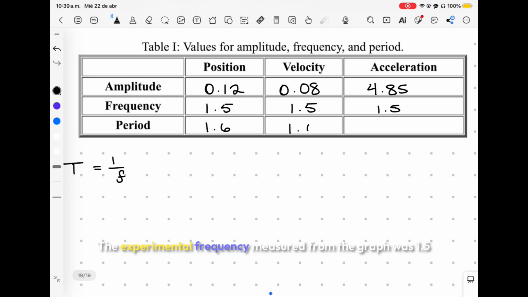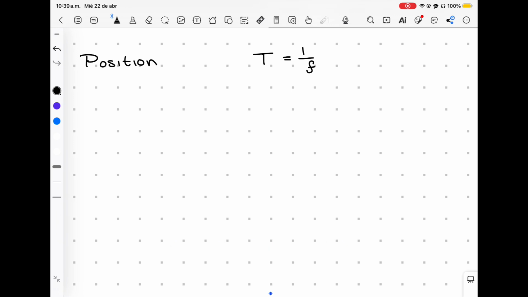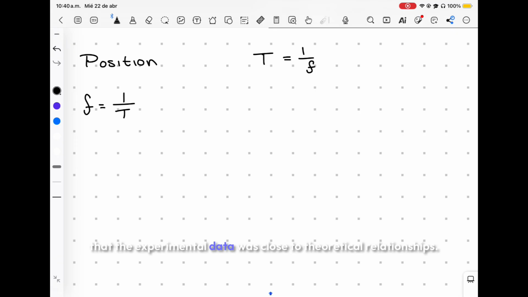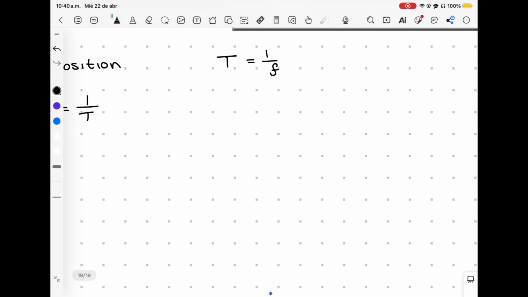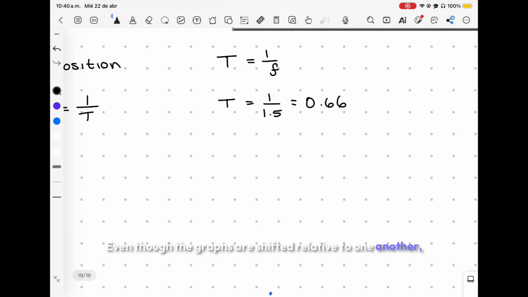The experimental frequency measured from the graph was 1.5 Hz. To compare them, we used the percent error formula. Our percent error was about 10%, which shows that the experimental data was close to the theoretical relationships. We repeated the same process for the velocity and acceleration graphs. Even though the graphs are shifted relative to one another, they all had approximately the same period because they describe the same harmonic motion.